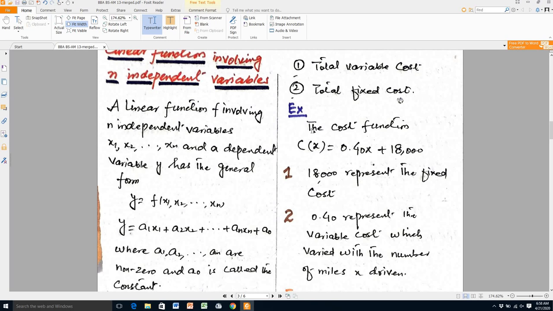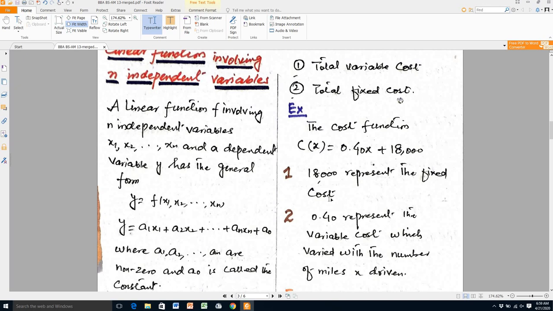Now we see an example. The cost function C of x is defined, where C defines the cost and it is based on the units. This x represents the number of units. C of x is equal to 0.40x plus 18,000. Here two basic points: number one, 18,000 represents the fixed cost.